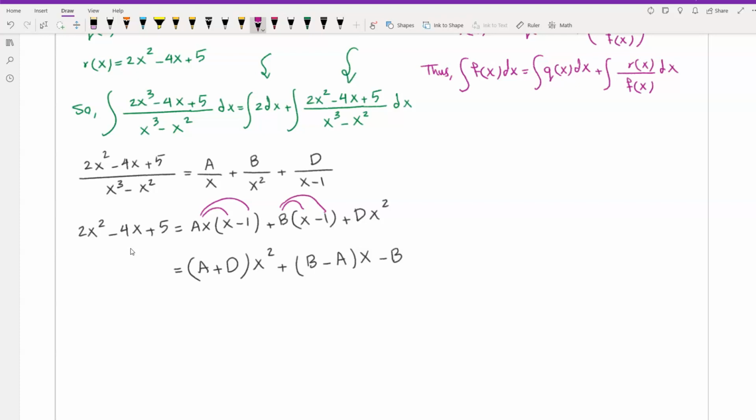Now find a, d, b. So here we have a plus d, that is the coefficient of x squared, and the coefficient of x squared on the left is 2, so this is equal to 2. Then we have b minus a, that is the coefficient of x, and here the coefficient of x is negative 4. And finally we have negative b equal to 5, or b is equal to negative 5.